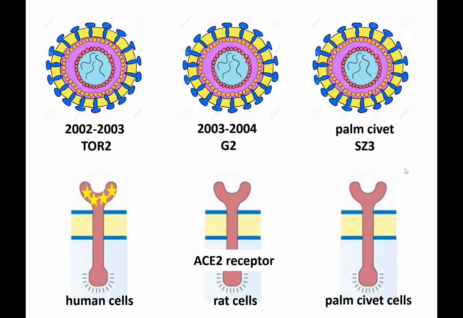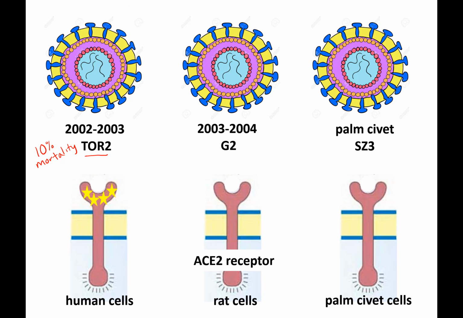There are 3 different coronavirus spike proteins that this paper is going to look at. So TOR2 is the 2002-2003 SARS coronavirus with a 10% mortality rate, which is really high, and that's why it was such a scary infection.